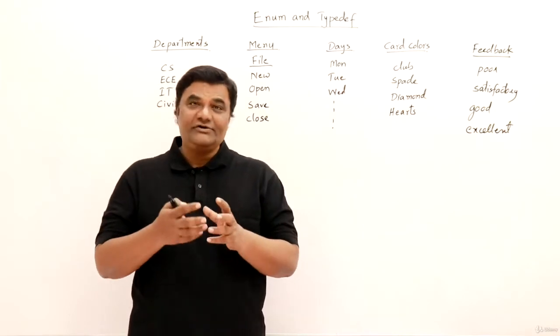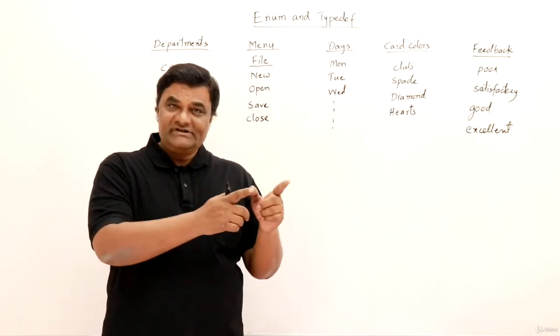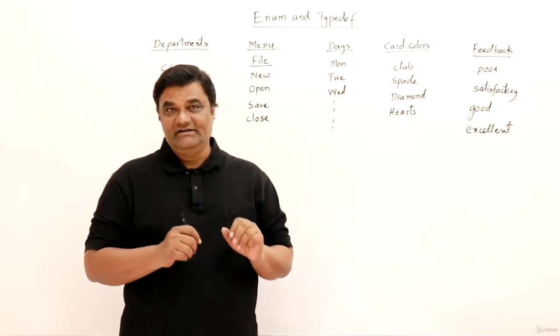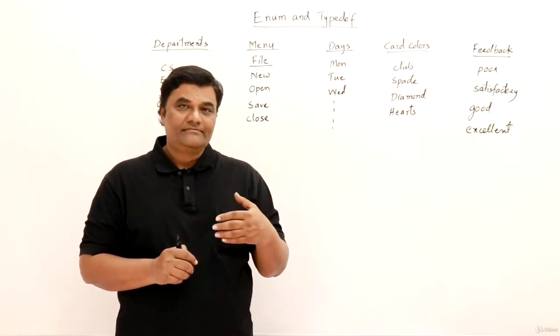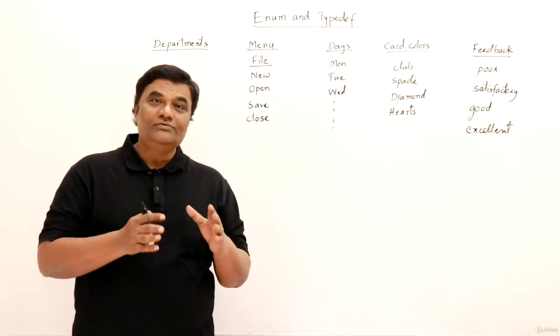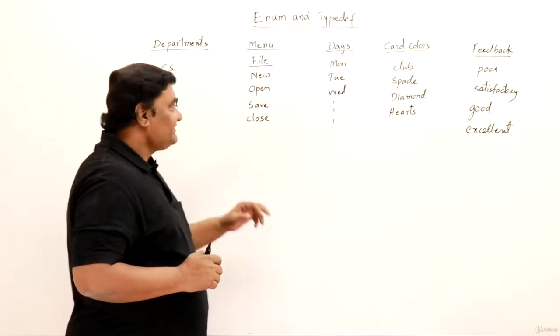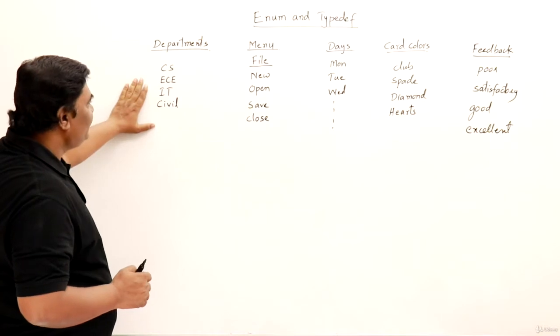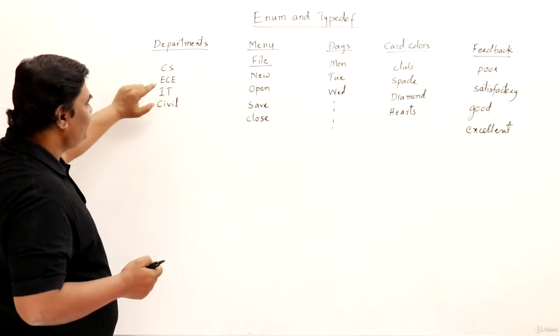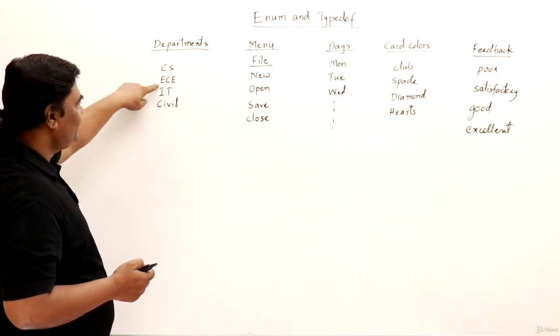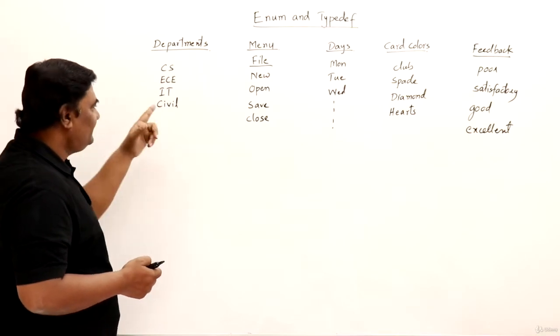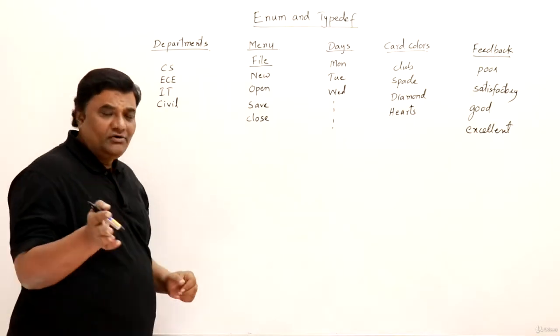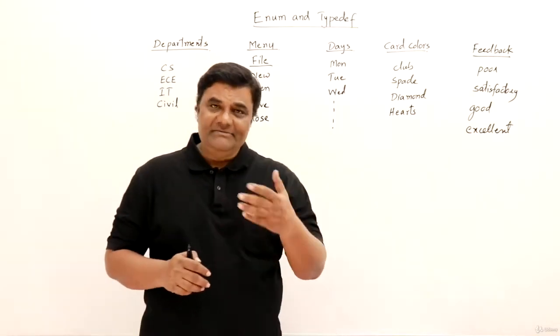But you cannot introduce something new. You have to use these existing data types only and define them. So let us see examples where we can use enum. First example: in your program, you are using department names like computer science department, electronic and communication engineering department, information technology and civil engineering department. You have to use these departments in your application.